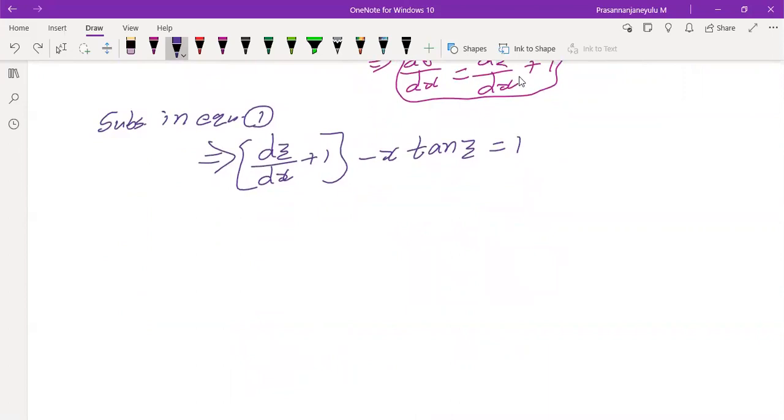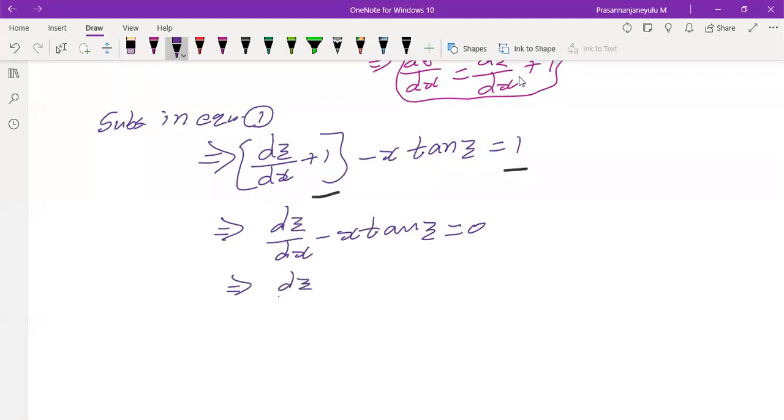So now if we observe, the left hand side has plus 1 and the right hand side has plus 1. Using the cancellation laws, can I cancel these two? Then we are going to get dz by dx minus x into tan z equals 0, as the right hand side becomes 0. So can I bring minus x tan z to the right hand side? Then finally we'll get dz by dx is equal to x into tan z.